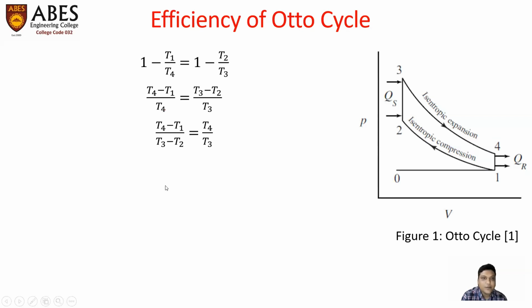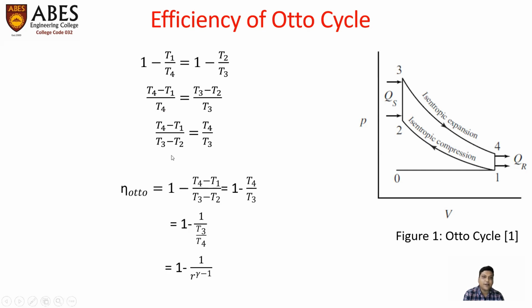Now, for the expression we have seen previously, we subtract this expression from 1. That is, 1 minus T1 upon T4 is equal to 1 minus T2 upon T3. After solving that, it becomes (T4 minus T1) upon T4, which is equal to (T3 minus T2) upon T3. Finally, rearranging again, we find the ratio of (T4 minus T1) upon (T3 minus T2) is equal to T4 divided by T3.